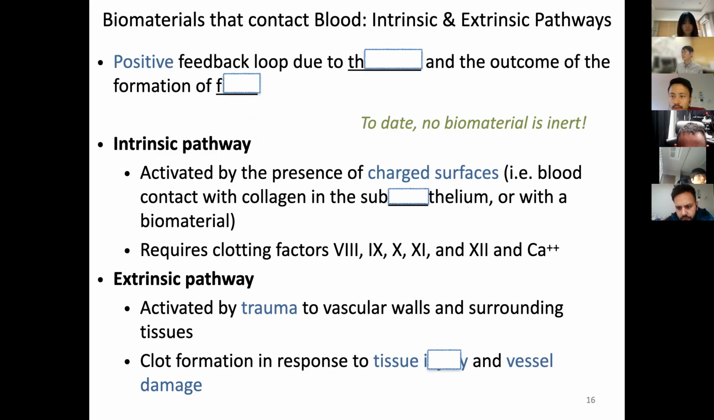All right. So in the end, for biomaterials in direct contact with the blood, there are both intrinsic and extrinsic pathways of coagulation. And what's very interesting here is that we utilize positive feedback, a self-amplifying process, due to the... this is a little difficult, so I'll ask the material science crew. Kim Jong-hyun? Yes, can you guess what this is due to?